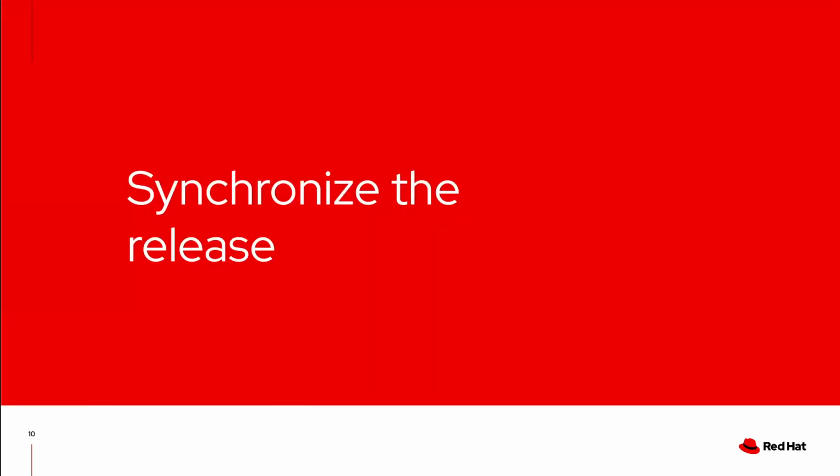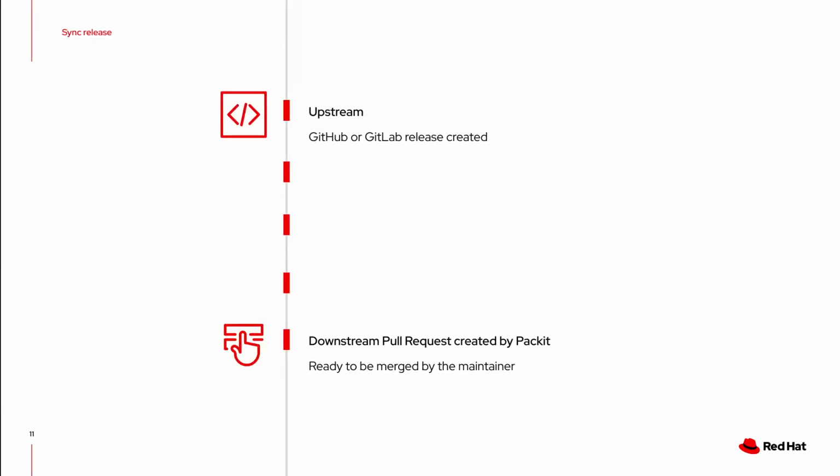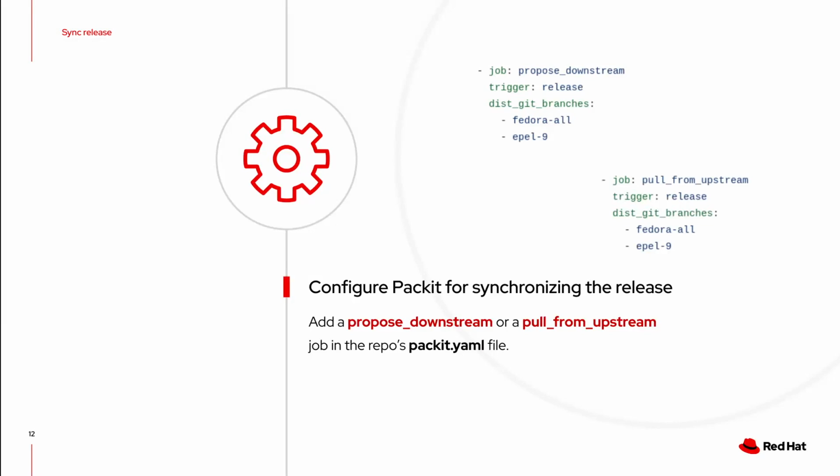Now we will see the steps for synchronizing a release. In the upstream, someone, not necessarily a maintainer, has to release the code. Later, Packit will create a downstream pull request. The maintainer, if satisfied, can merge it. There are two different jobs, propose downstream and pull from upstream, that can make Packit service create a downstream pull request as a consequence of an upstream release.